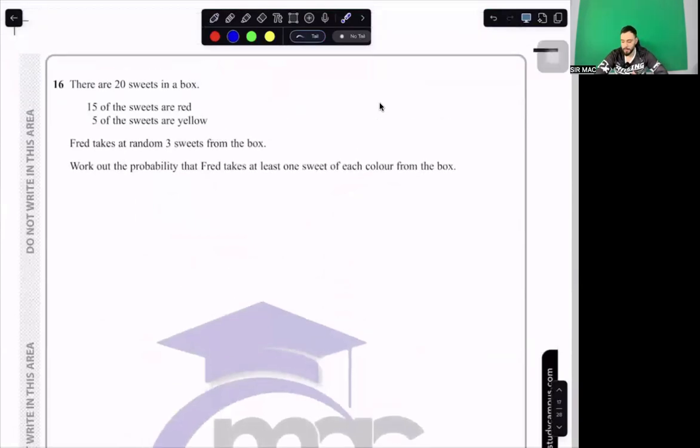There are 20 sweets in a box. So there are a total of 20 sweets in a box. 15 of the sweets are red. 5 of the sweets are yellow. Fred takes at random 3 sweets from the box. So Fred is taking 3 sweets randomly from the box. Work out the probability that Fred takes at least 1 sweet of each color from the box.